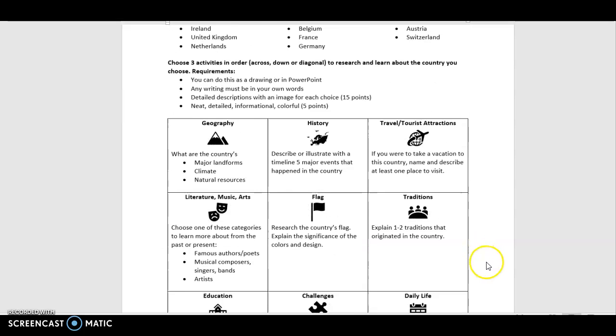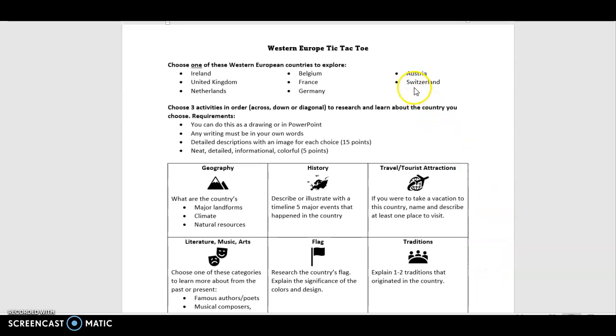So I hope this explanation explains what to do. Again, you're going to choose a country, and then you're going to choose 3 different activities, going either across, down, or diagonally.